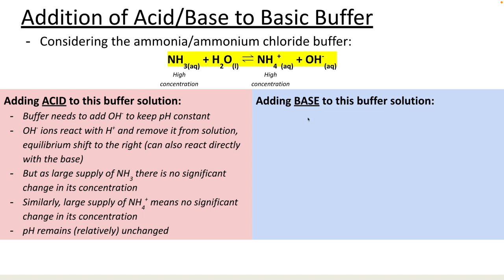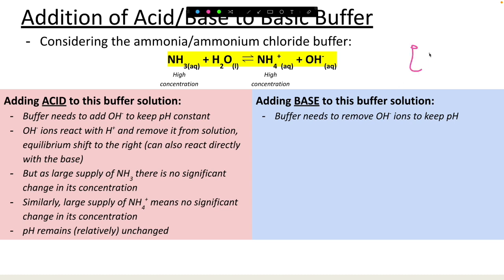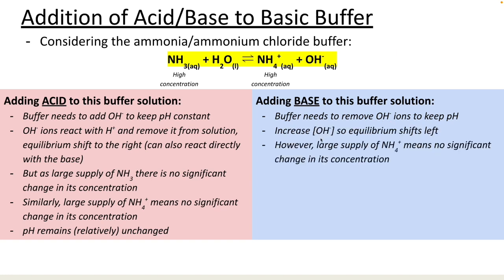What about if we added a base to this buffer solution? What would that do? Well, if we're adding a base, we're increasing the hydroxide ion concentration. That's going to push equilibrium to the left-hand side. So the buffer needs to remove the hydroxide ions to keep that pH constant. So there you go: increase the concentration of hydroxide, equilibrium shifts to the left.